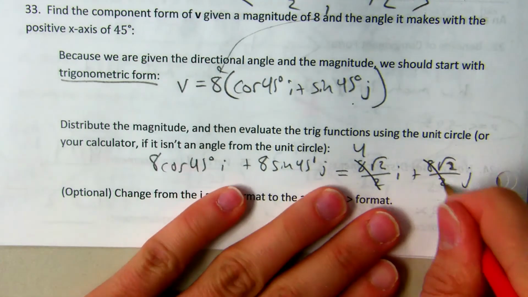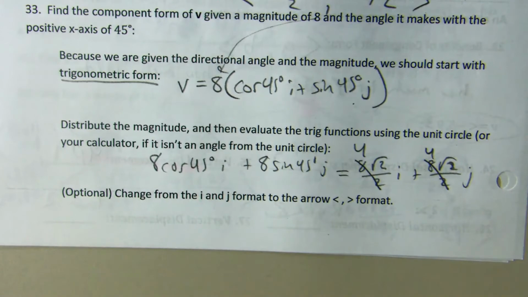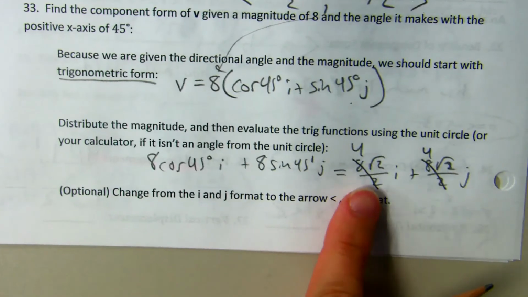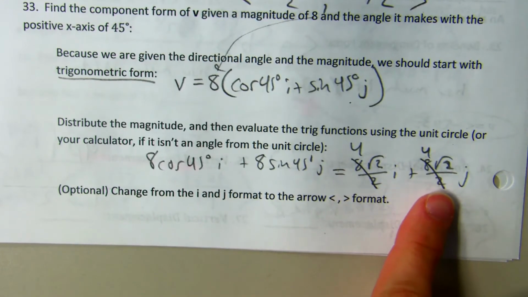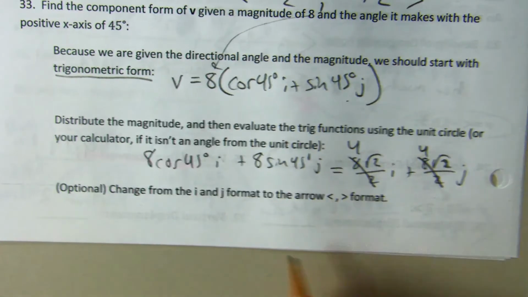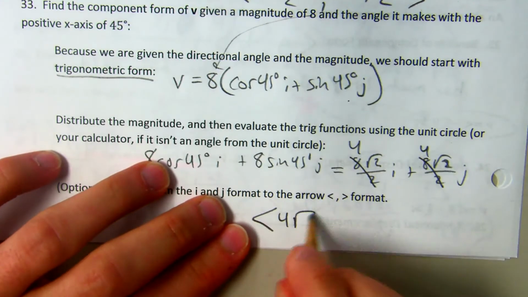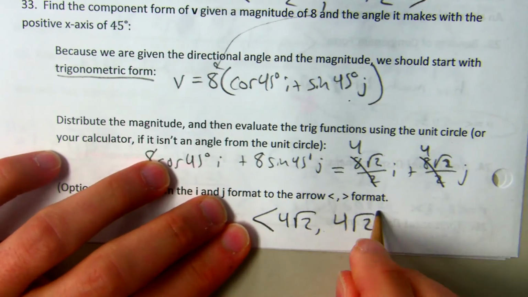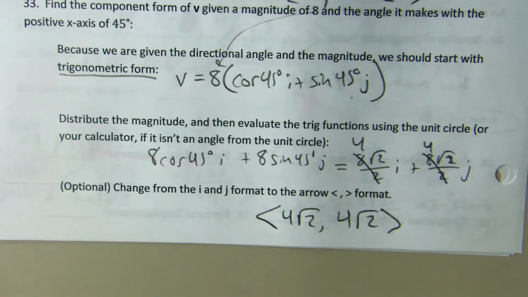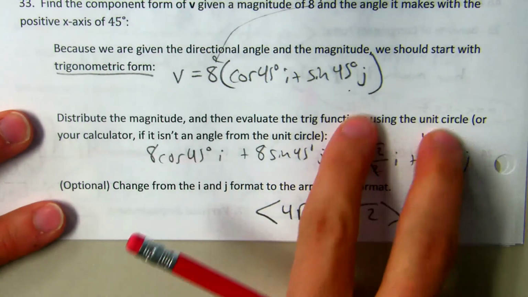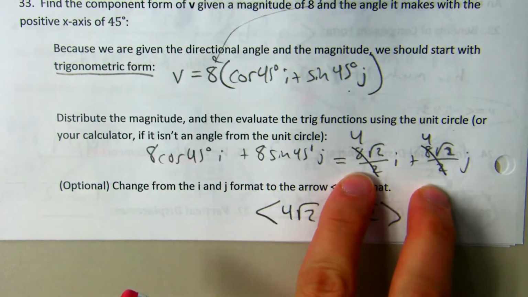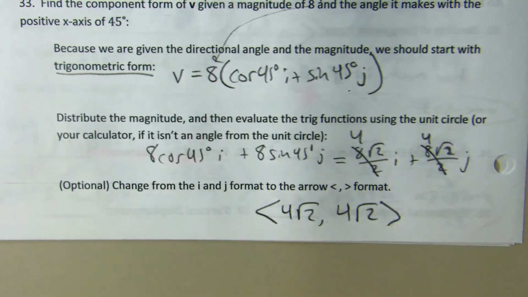Vertical component, and those reduce as well. So if you want to leave your answer as 4 square root of 2 i plus 4 square root of 2 j, that's fine. But also know that you can use the arrow notation as well. So why are these numbers the same? Did we do something wrong, or does that make sense with this question?